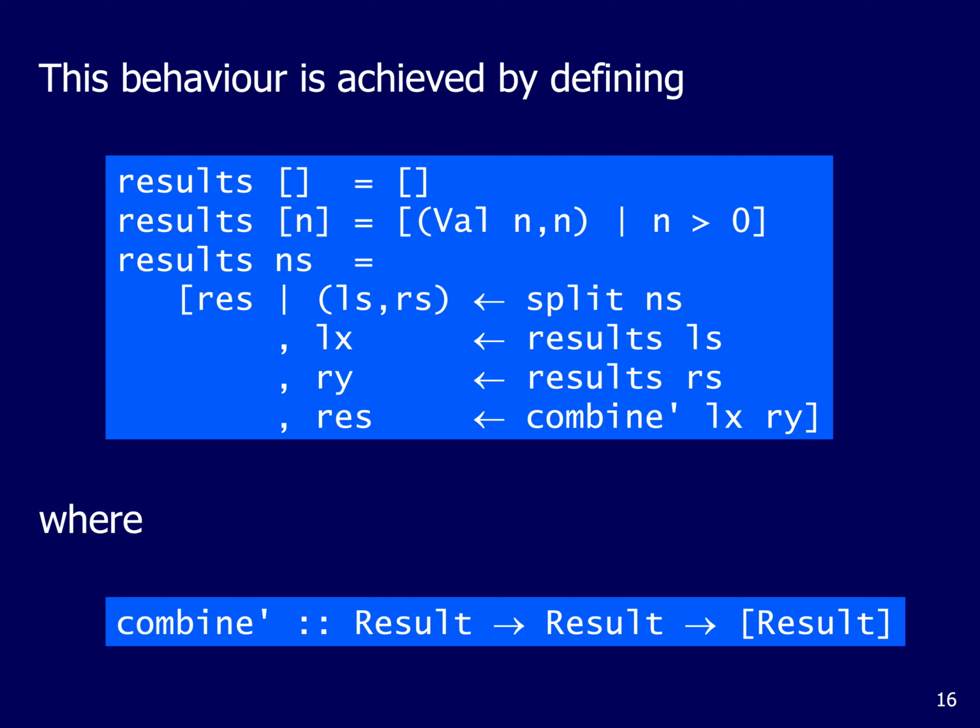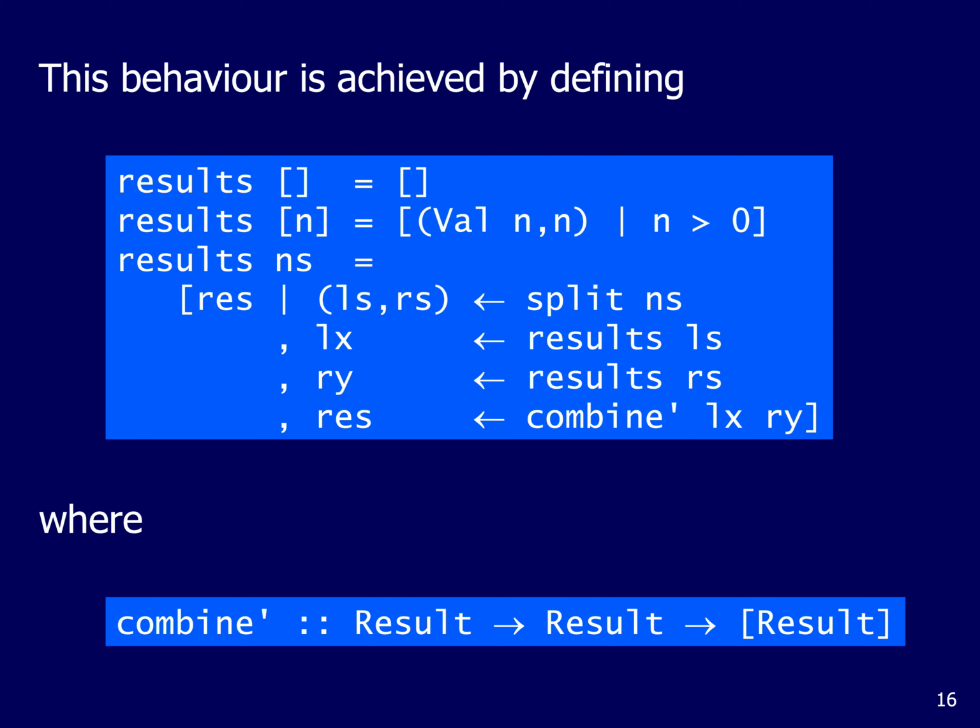Because remember, a result must always be a positive natural number greater than 0. Then we have the recursive case. So ns will be a list with at least two numbers in it. And we proceed in exactly the same way as we did in the expressions function. We split the list into two non-empty parts, ls and rs. We recursively compute the results over ls and compute the results over rs. And then we're going to combine the results together using a helper function.